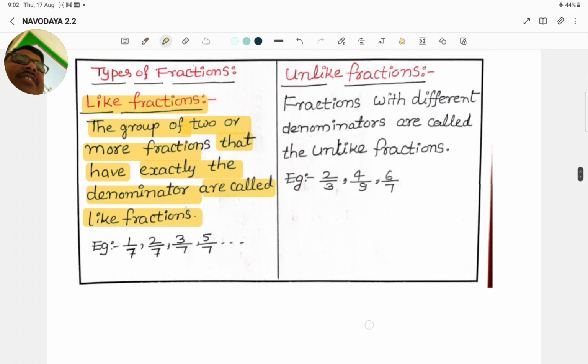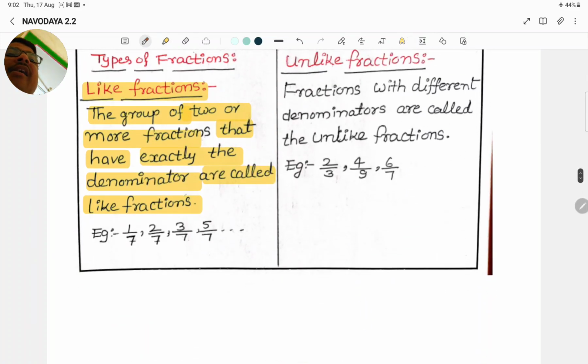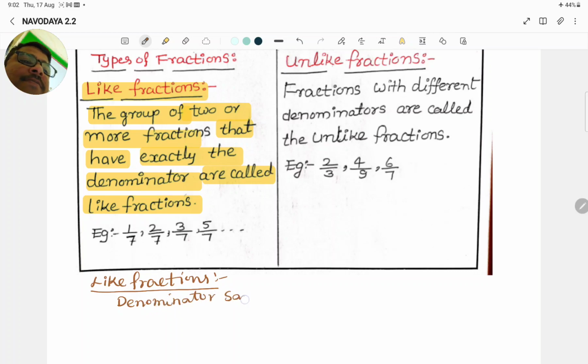See here, like fractions is nothing but what? Denominator same. When we compare two or more fractions and the denominator is the same, that is like fractions.